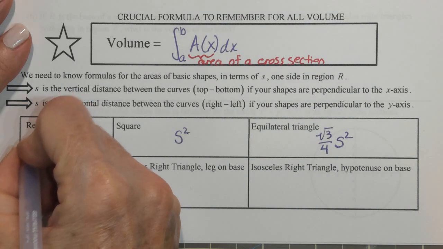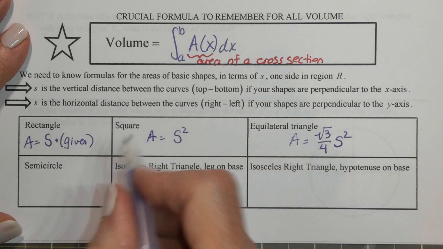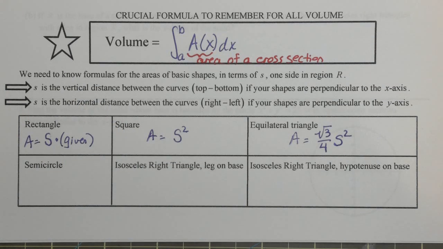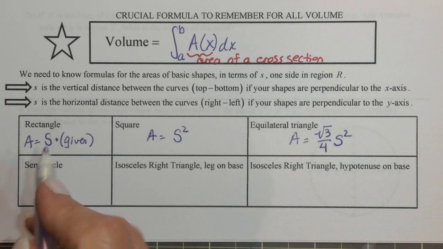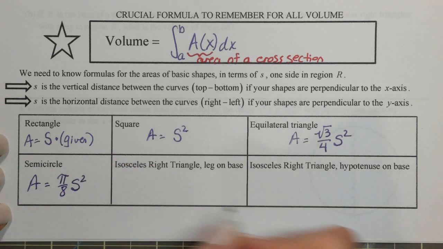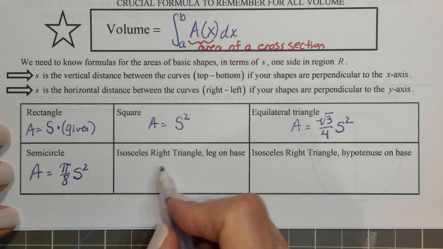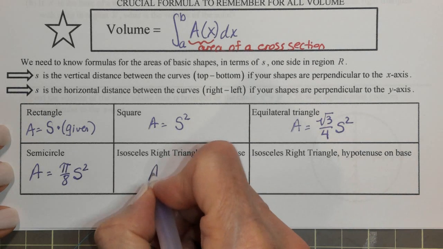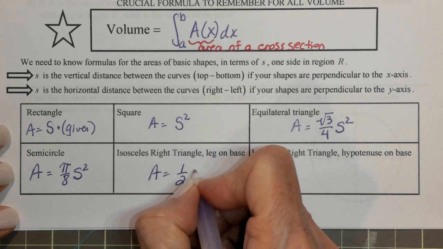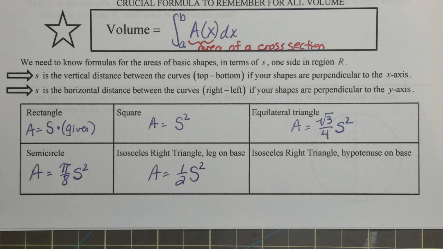And these are all areas. S will, every time, have either an x or a y in it. For a semicircle, pi over 8 times s squared. Again, I could prove each of these to you, and if you really want me to, come in during tutoring and I'll prove each of those to you. An isosceles right triangle with a leg on the base is just your normal one-half base times height, so one-half s squared, because the base and the height will be the same. It's an isosceles right triangle.